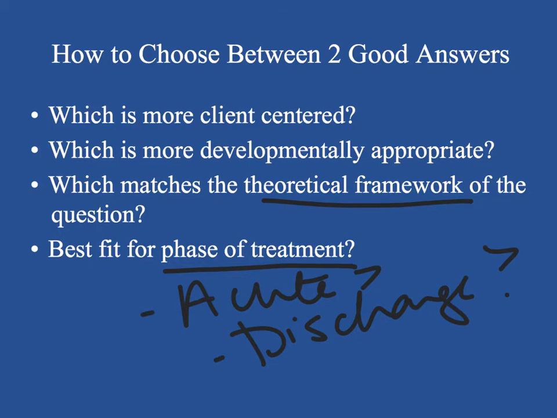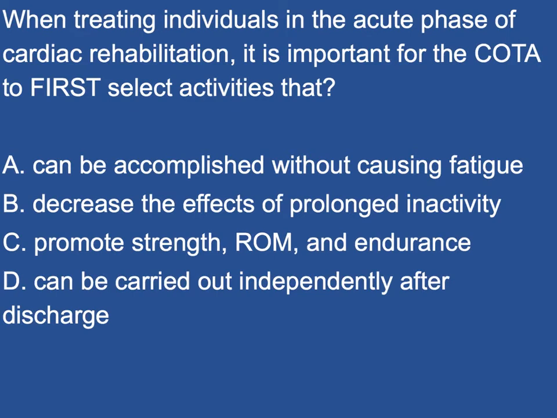So let's take a look at an example. When treating individuals in the acute phase of cardiac rehabilitation, it is important for the COTA to first select activities that, so we know acute phase, we know cardiac, okay, and we see first. All right, A, can be accomplished without causing fatigue. B, decrease the effects of prolonged inactivity. C, promote strength, range of motion, and endurance. Or D, can be carried out independently after discharge.